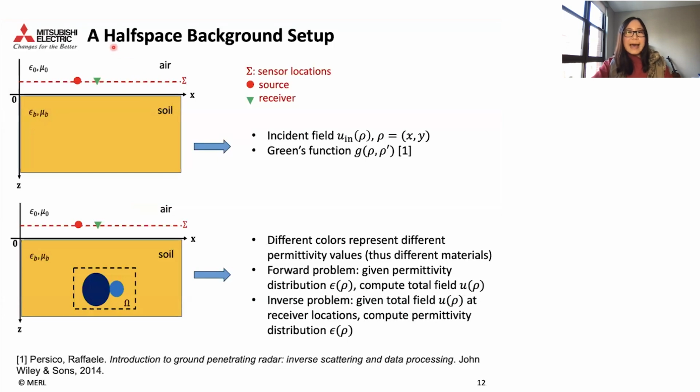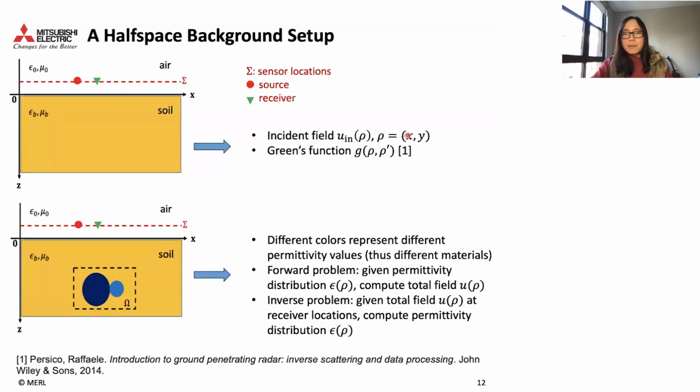So we will consider a half-space setup, but this is the easiest layered structure that we have. So we have air and soil, and we have source and the receiver. So this will be considered as our background. And then we can compute the incident field and the Green's function.